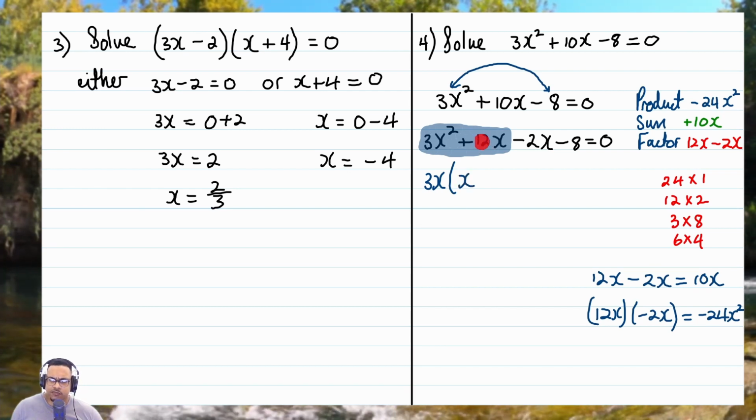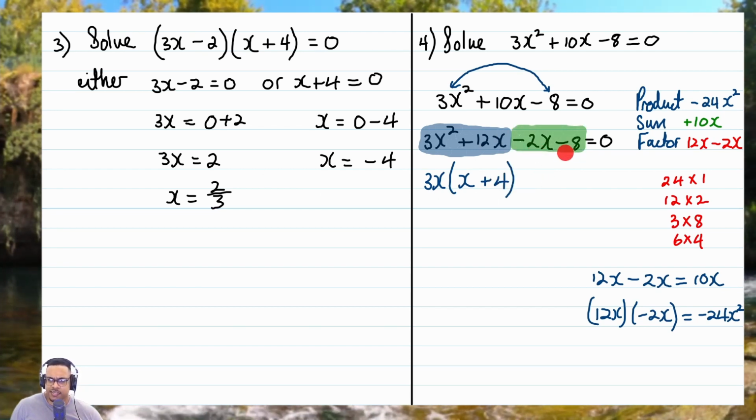So we'll say positive 12x divided by 3x. So 3 into 12 is 4, and x will cancel x. So what we remain with is positive 4. Now we look at the next two terms, which will be negative 2x and negative 8.